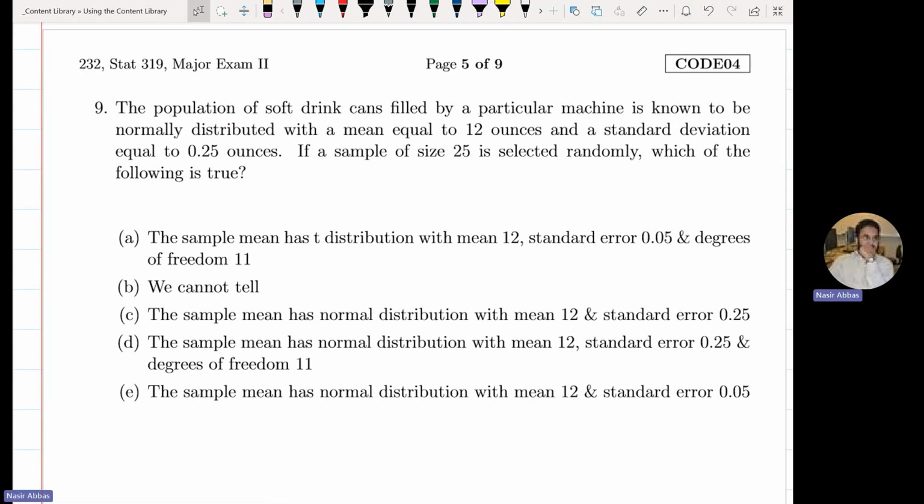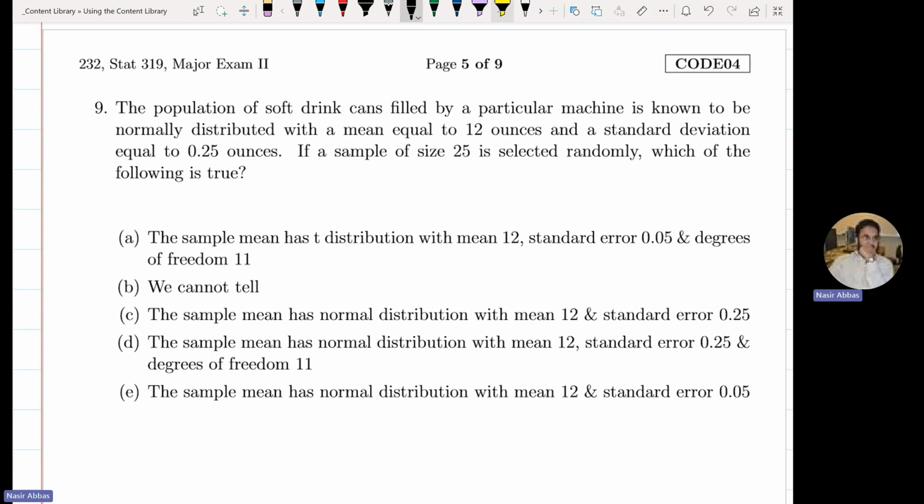Question 9, probably just a statement question. The population of soft drink cans filled by a particular machine is known to be normally distributed. Just look at the proportion of questions from normal distribution so far. How many questions came from the normal distribution? I think more than half so far.